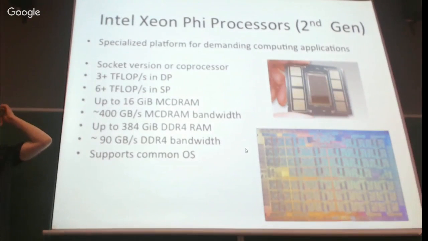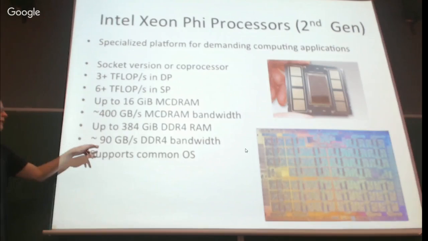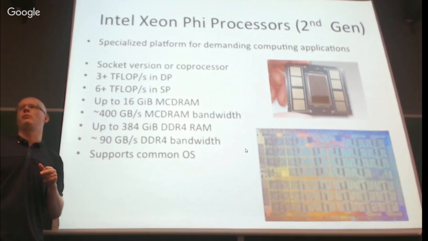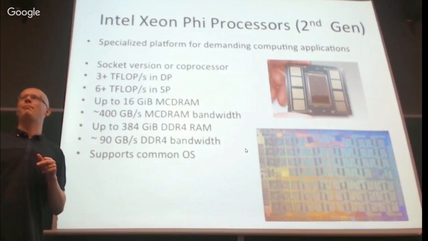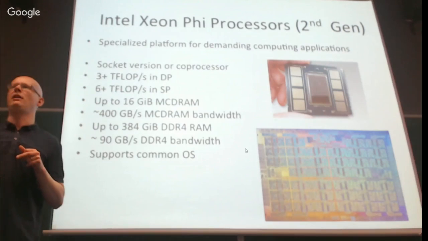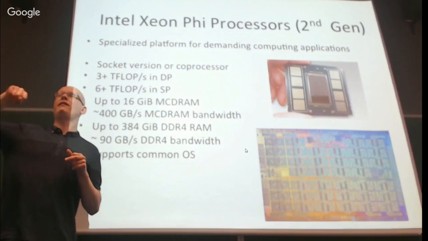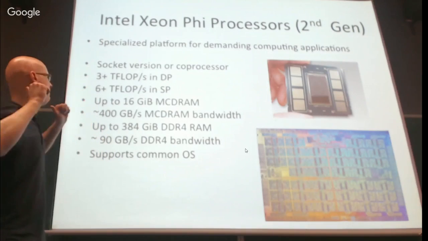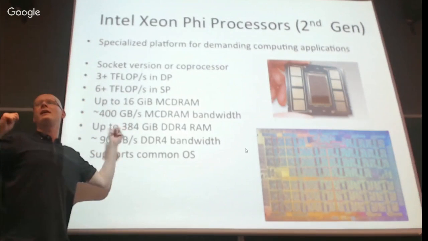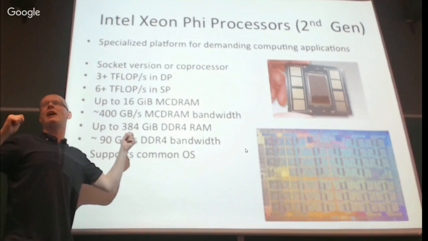Different SKUs will cost different amounts of money, but if you want a lot of RAM, you can get it, okay? And here's something that's quite interesting. Only 90 gigabytes per second to DDR4 in terms of bandwidth. So you're going to actually pay a higher penalty on Xeon Phi KNL than you did on Xeon Phi KNC if you have to go out to DDR4. So that's why there's a big onus on trying to exploit MCDRAM as much as possible.